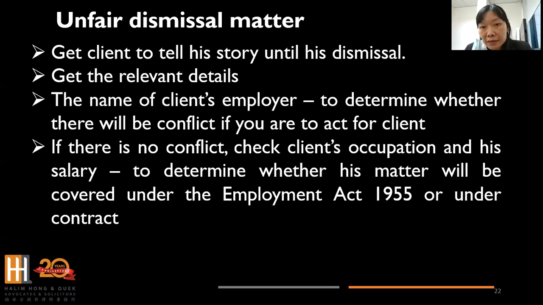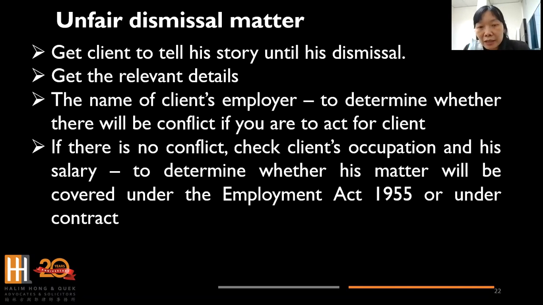Always check the client's employer. This one is very, very important for employment matters to decide whether there will be a conflict if you have to act for the client. Let's say if his employer is a bank, is our panel bank, then sorry, normally we won't act for that client.